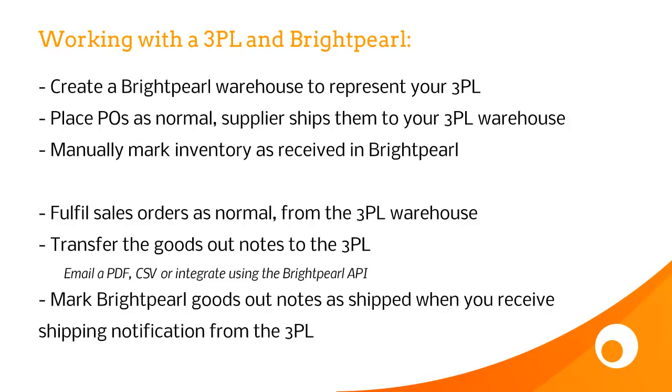So a quick recap of what we've covered. Firstly, create a Brightpearl warehouse to represent your 3PL. Place purchase orders as normal, and then the supplier ships them to your 3PL warehouse. When you receive a notification from the 3PL, manually mark the inventory as received in Brightpearl. And then for the sales side of things, fulfill sales orders as normal from your 3PL warehouse, transfer the goods out note information to the 3PL either by PDF, CSV or integrating using the Brightpearl API, and then when you receive shipping notification from the 3PL, mark the Brightpearl goods out notes as shipped.